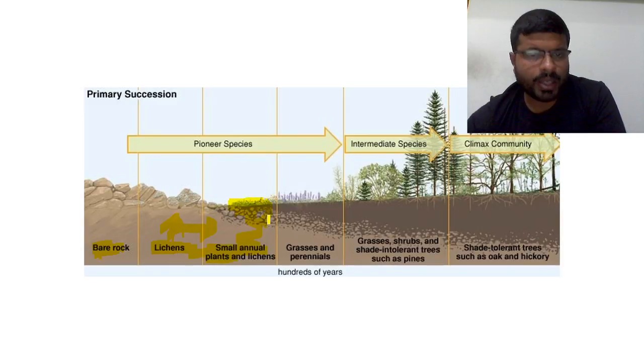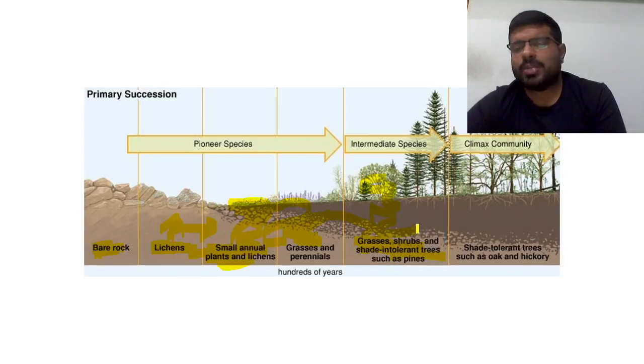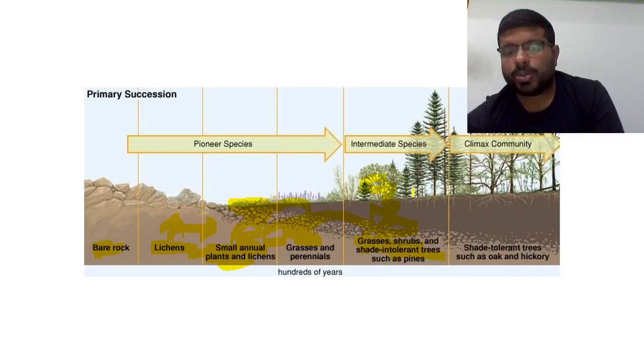Then small plants develop based on the organic matter of the lichens. As these plants in turn decay, there will be further grasses and perennials, and finally, over a period of time, grasses, shrubs, and shade intolerant trees will be growing. So you have some variety of species, and once these species are developed, there is competition among them.